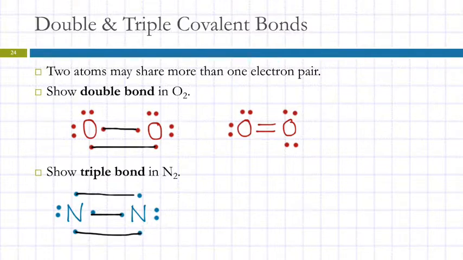It reminds me of that cheer. 2, 4, 6, 8. Who do we appreciate? Nitrogen! So that's kind of ugly. So we would normally draw that as 3 lines between the nitrogens and then put the lone pairs around.